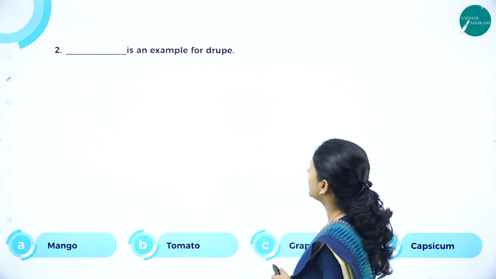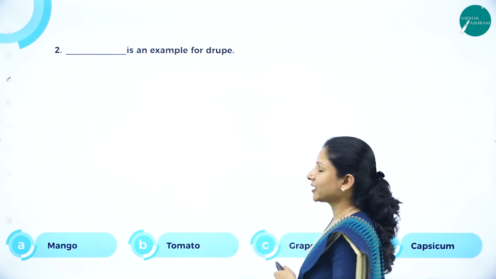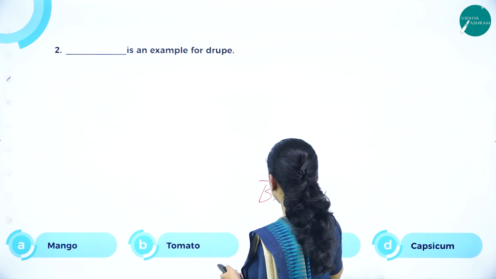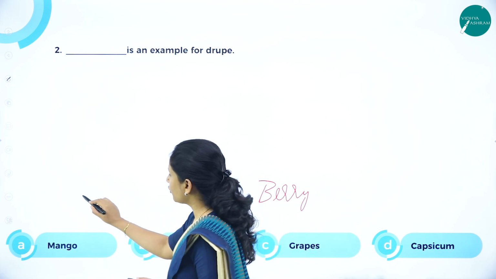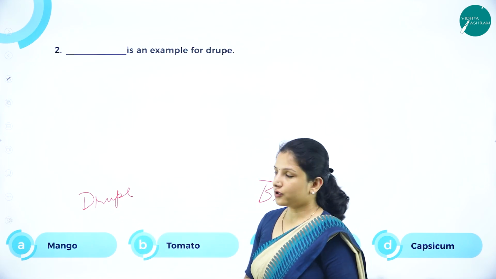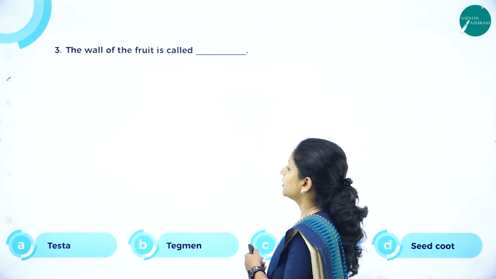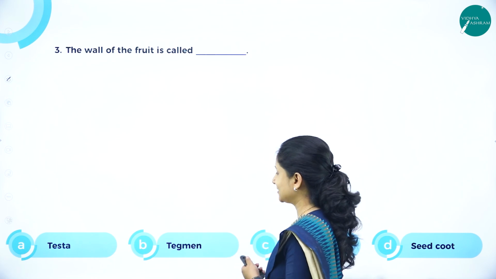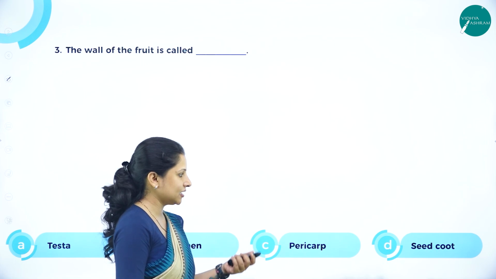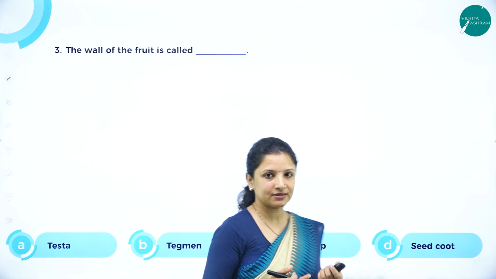Next, dash is an example for drupe. Mango, tomato, grapes, capsicum. Tomato, grapes and capsicum, all these three are berries. It is mango that is called a drupe. So mango is an example for a drupe. Next, the wall of the fruit is called? Testa, tegmen, all these are the layers of the seed coat or the layers of the seed. Pericarp, the wall of the fruit is called pericarp. Seed coat is about the seed.